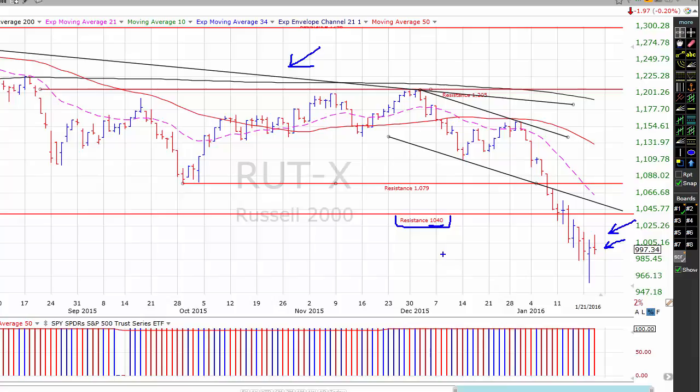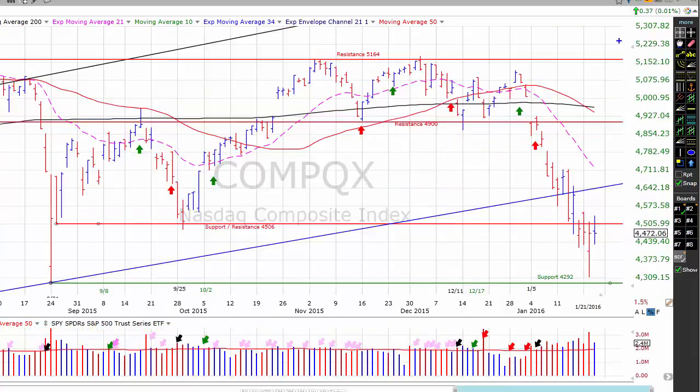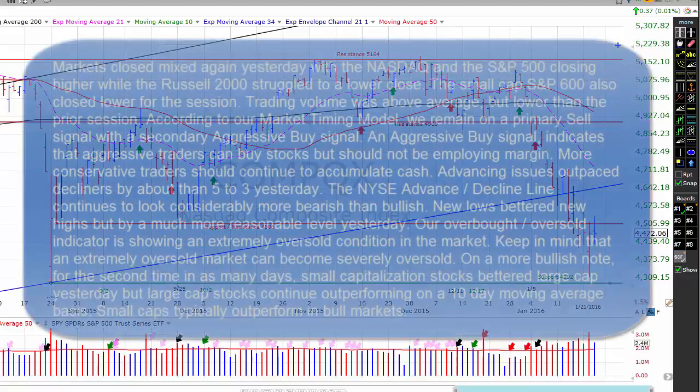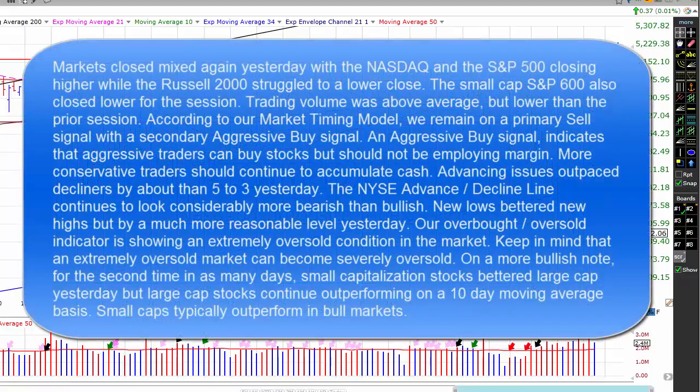Let's take a look at what the Nasdaq Composite's up to. But before we do that, the M in the CANSLIM acronym stands for market, and to my way of thinking is the most important element. So let's take a quick look at the market. Markets closed mixed again yesterday, with the Nasdaq and the S&P 500 closing higher, while the Russell 2000 struggled to a lower close. The small cap S&P 600 also closed lower for the session. Trading volume was above average, but lower than the prior session.